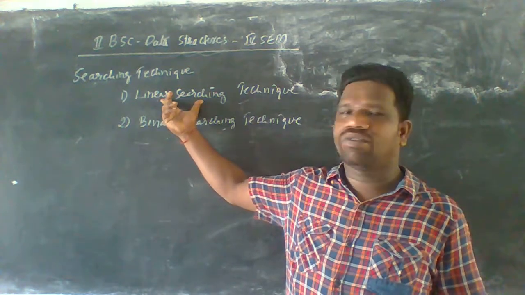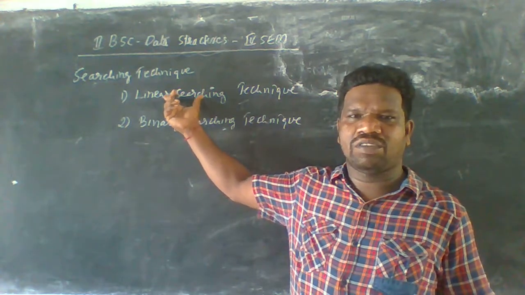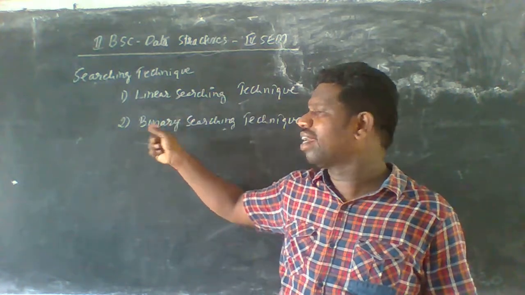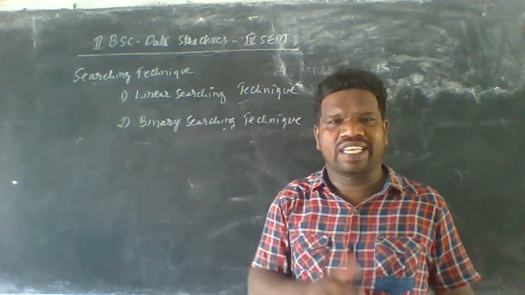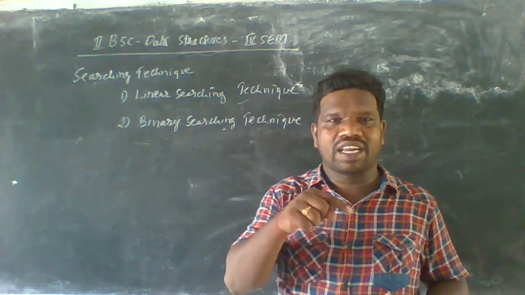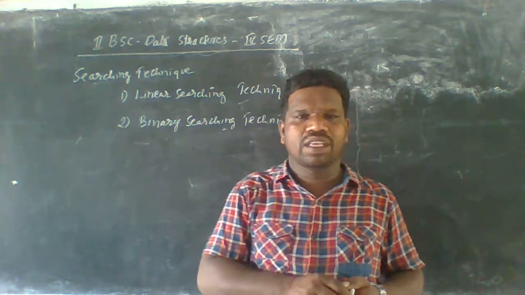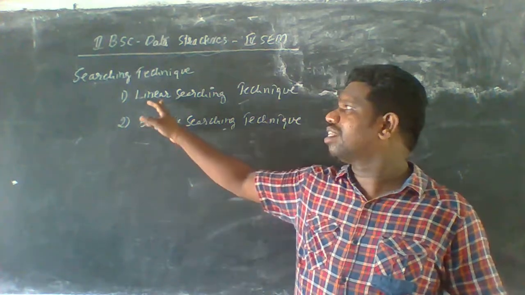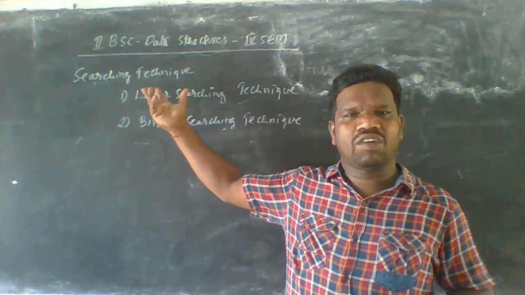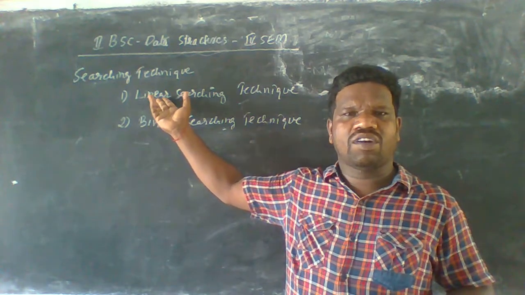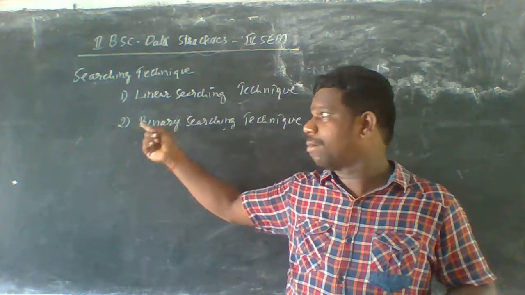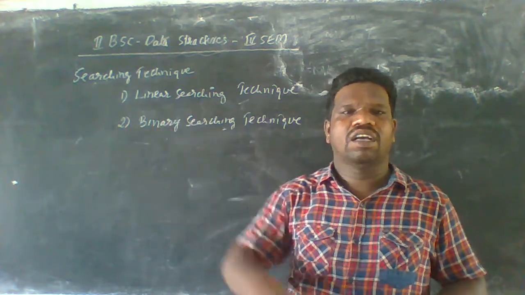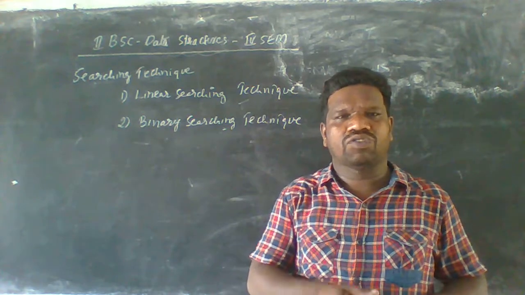We have to find the needed element using these searching techniques. But when it comes to binary searching, if you want to find any element, the given array must be in ascending order, not descending order. Linear searching accepts both ascending and descending, that means sorted or unsorted lists are accepted. Binary searching accepts only ascending order, that means sorted order only.